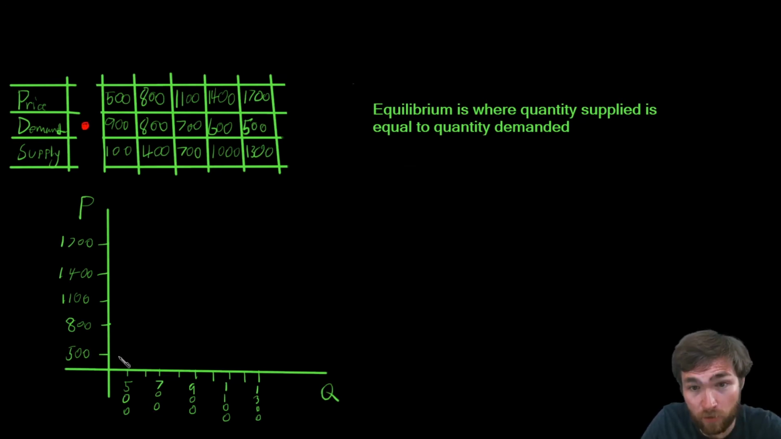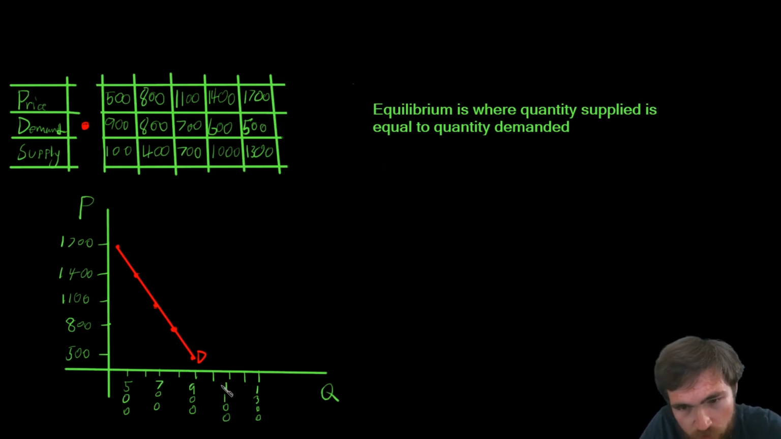We take the first price, 500, and at a price of 500, quantity demanded is 900. At a price of 800, the quantity demanded is 800. At 1,100, it's 700. 600 for 1,400. And 500 for a price of 1,700. And so this gives us our downward sloping demand curve.